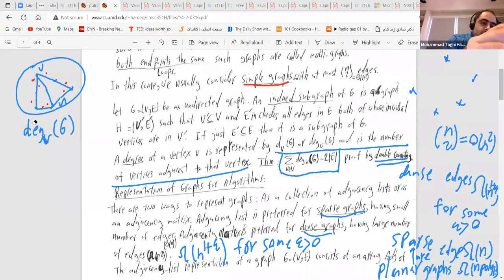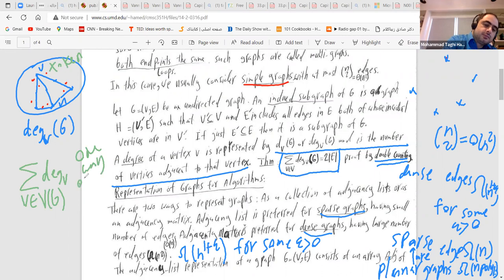So one way would be the sum of degrees of v, for all v belonging to V of G. Correct. Because each vertex puts one token on each edge. So how many tokens we are putting in total would be the sum of the degrees over all vertices. That's one way of counting.